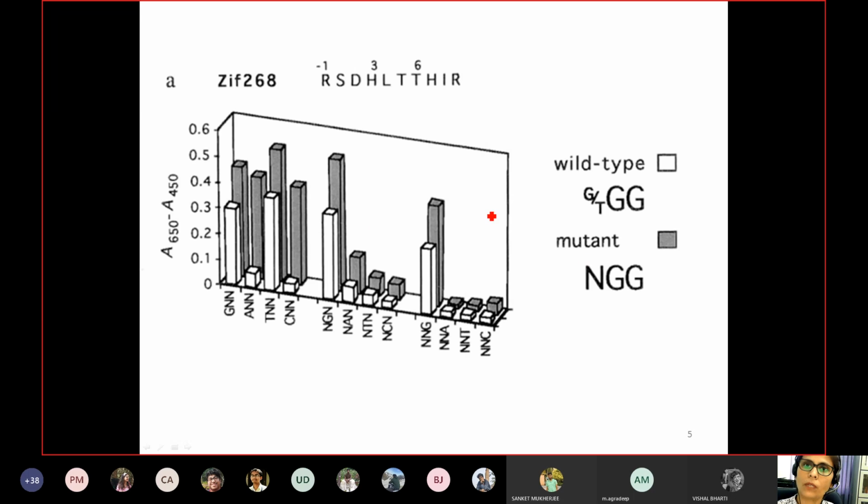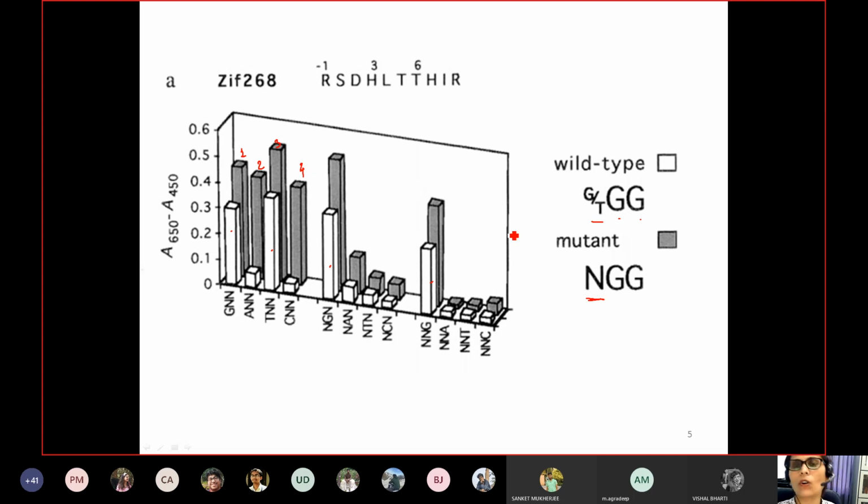and at which position you have proper selection or specificity for that particular base. For example, this is a result from the wild type of zinc finger 268 that recognizes G and T at the first position. As you can see here, either G or T at the prominent position. At the second and third positions, it recognizes G and G. Whereas if the mutation happens, then you have this N. N means any of these at the first position. It can also recognize G, it can also recognize A, T and C.